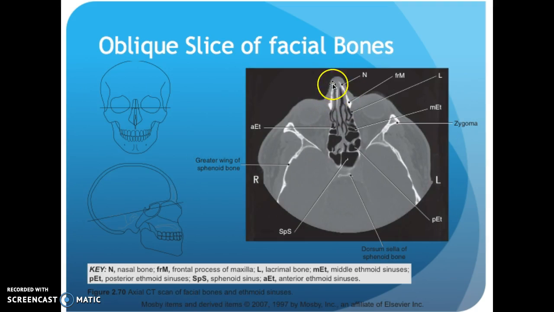You have your nasal bones across the top, and just right at the top you can see actually a little divot there. That little divot is where it goes from nasal bones into your frontal process of your maxilla. Posterior to that you have your lacrimal bone. This is your middle ethmoid sinuses and posterior, and this is your sphenoid sinus. This is just a zygoma coming across here with the greater wing of your sphenoid. Dorsum sellae right back there.